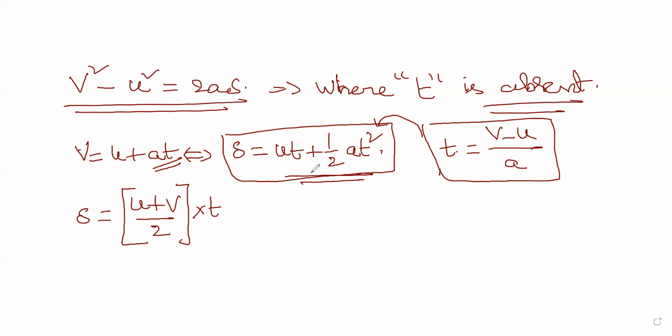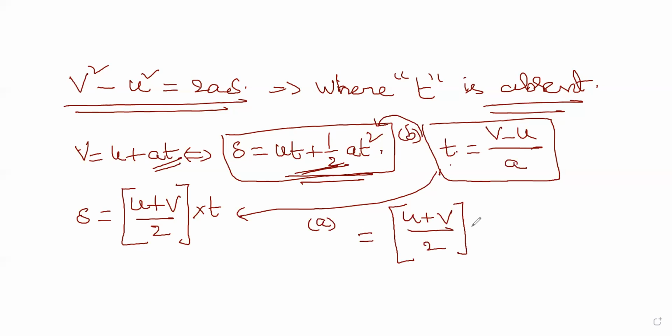When you substitute time here, this will be a longer process. But when you substitute time here, it is straightforward. So I will write this as path A and this as path B. Path B will be a little bit longer calculation, and path A will be a shorter calculation. So you can do like this. So you have (u plus v)/2 multiplied by the time factor, (v minus u)/a. So that is the time factor.